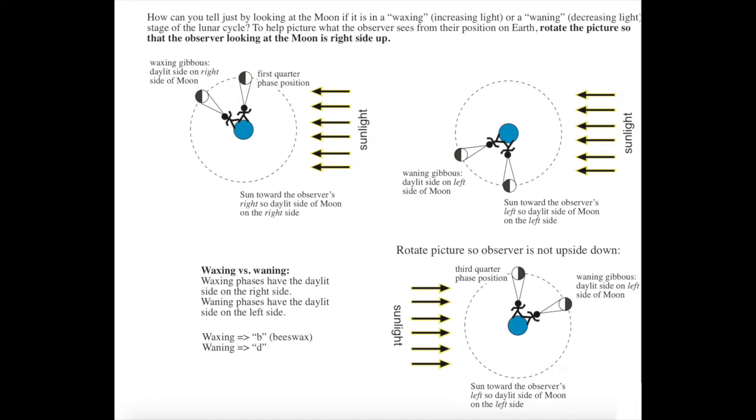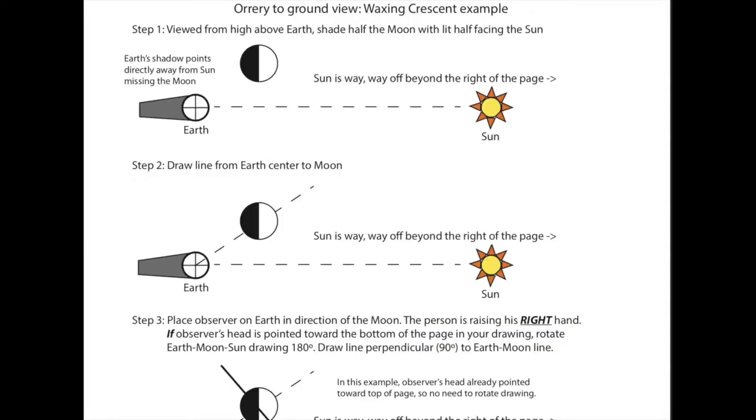The next page in the student guide is about telling the difference between a waxing phase, where you see more and more of the lit side over time, and the waning phase, where you see less and less of the lit side over time. The third page in the student guide steps you through from where the moon is in its orbit for a waxing crescent phase to how it looks like a crescent sliver with the lit part on the right side of the moon.